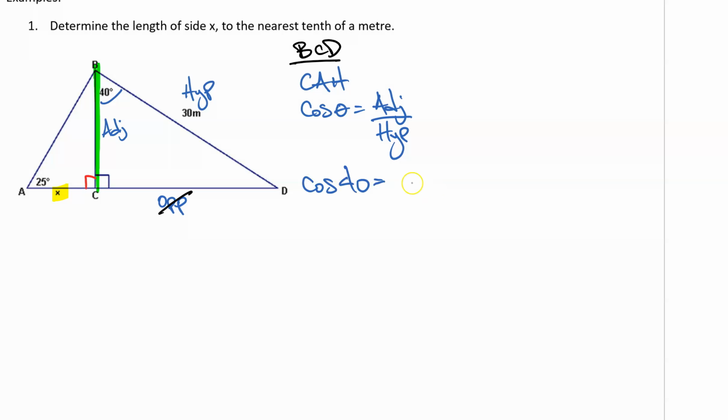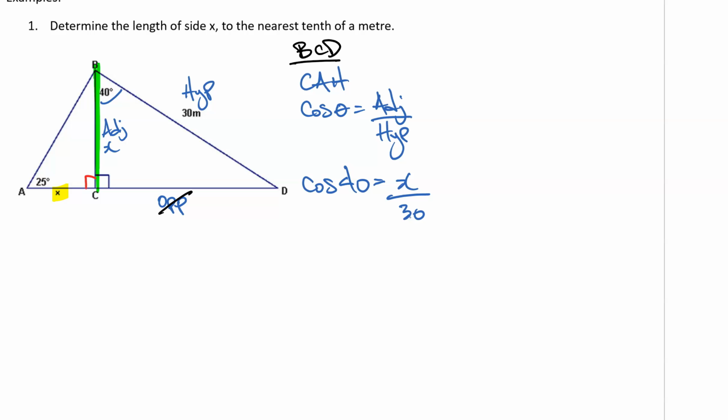is equal to, and we are going to give a letter for the adjacent. The reason why I'm doing it is because this adjacent won't be the adjacent on the next triangle. So I really want to avoid that situation occurring. In my substitution, I'm going to put an X, okay? And that'll just save us from potential mistakes here. I've got a hypotenuse on the bottom, and that is 30.